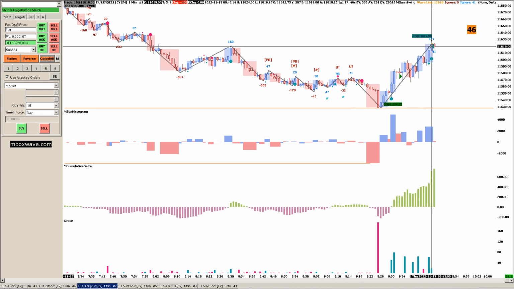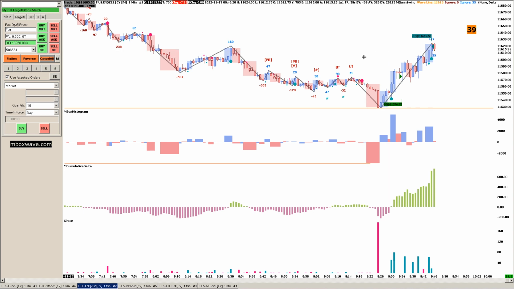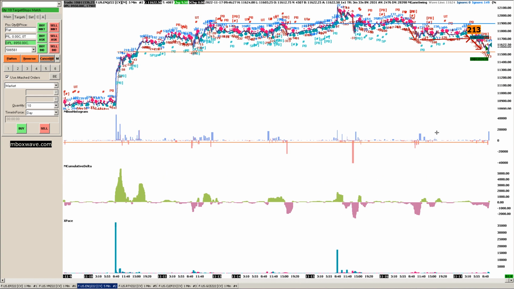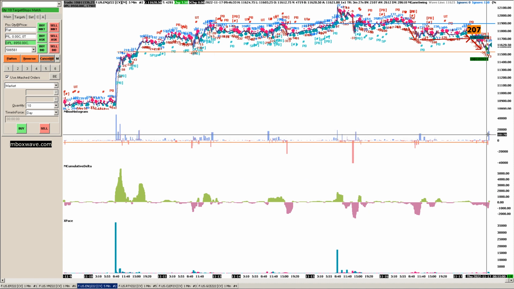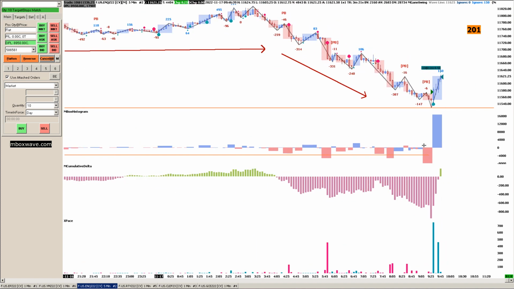So entered around here, exited there. All right, so that was good. Let's see what the 5-minute chart says. This 5-minute chart shows a huge amount of buying going on. I mean, it's relatively comparable to these guys. So I can't say it's exceptionally large, but it's relatively strong for now.